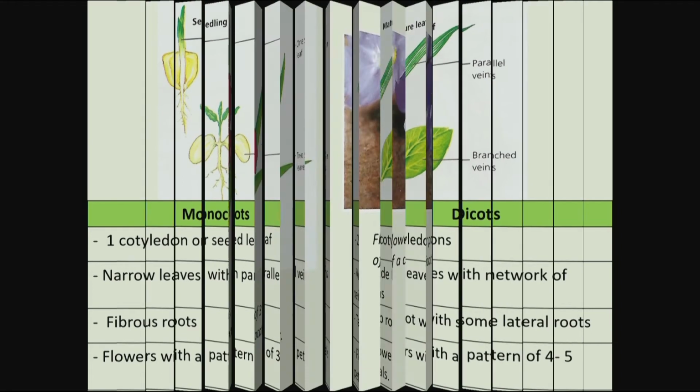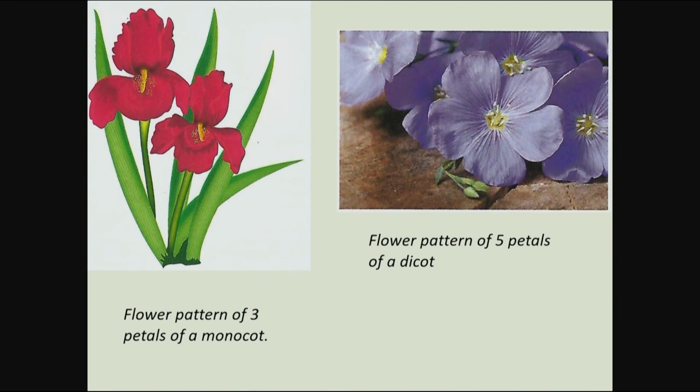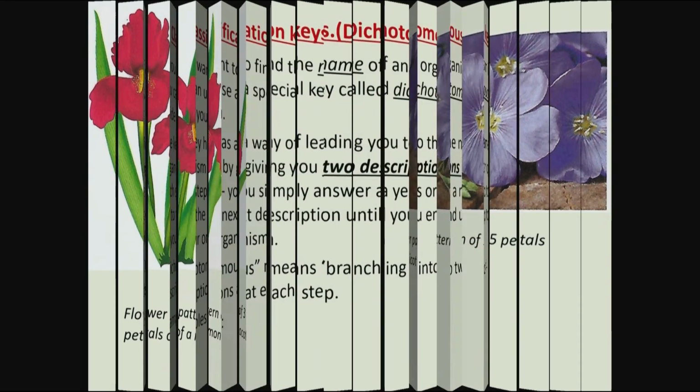Now, looking at the flower patterns of these monocots and dicots, for the monocot, the flower pattern normally has 3 petals. However, for the dicot, the flower pattern normally has 5 petals, like you can see on the diagram there.